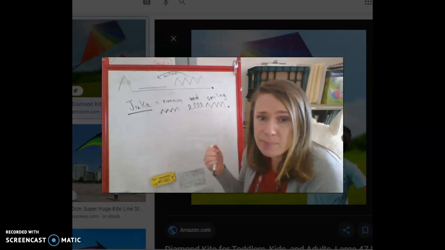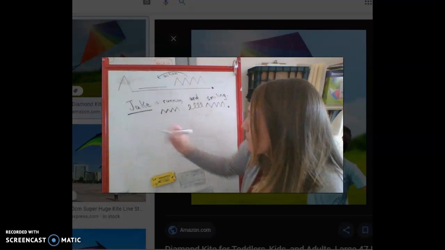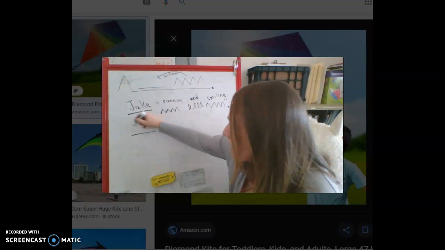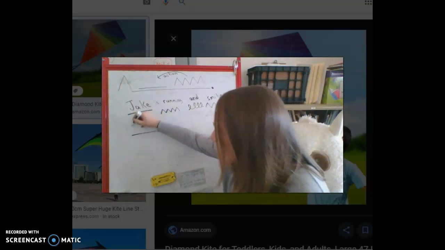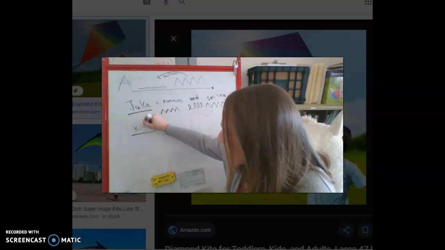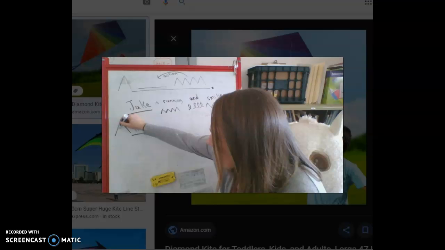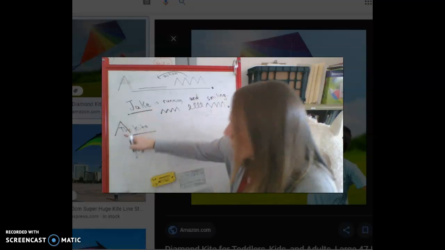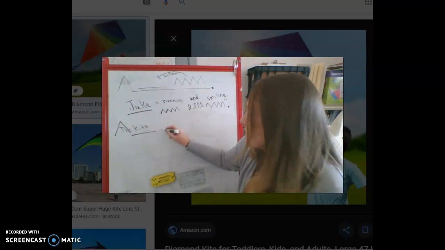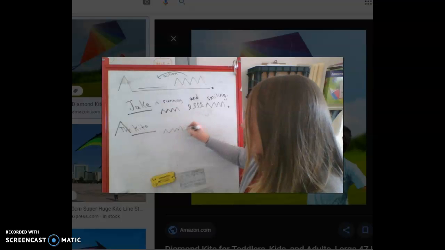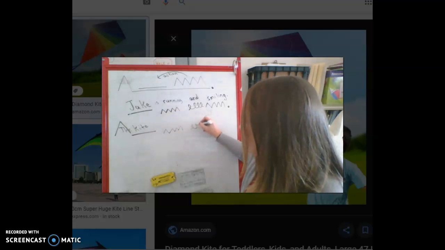Let's do it another way. What was another thing in the photo? Another subject instead of Jake, it could be the kite. So I'm going to frame out that sentence. I'm going to write the kite, and let's do two predicates with a connector.